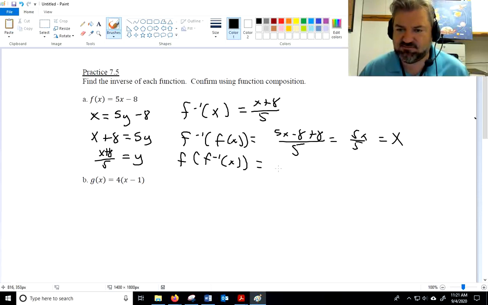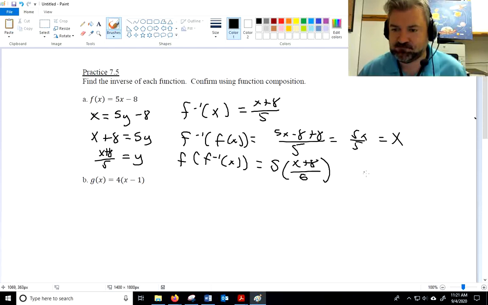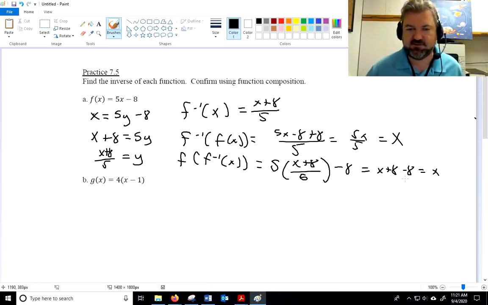So we have to put x plus 8 over 5 where the x is in f. So this becomes 5 times x plus 8 over 5 minus 8. And so the 5's reduce. And I get x plus 8 minus 8, which is just x. Super. All right, let's do the next one.